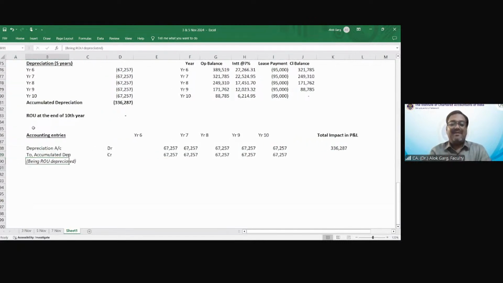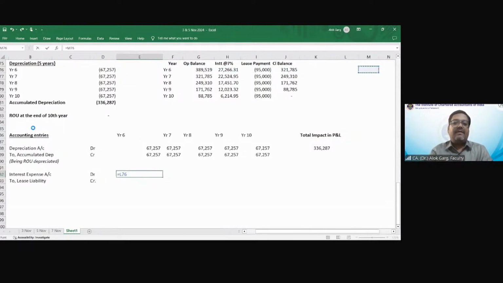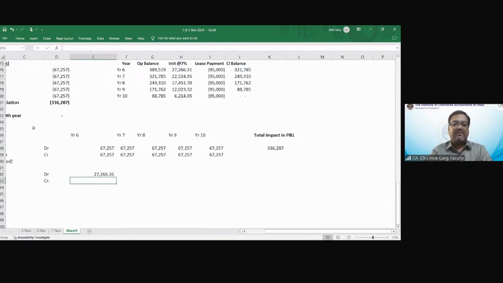ओके, स्मार्ट स्टूडेंट. इंटरेस्ट, व्हाट इज द अकाउंटिंग एंट्री फॉर इंटरेस्ट? Interest expense debit to lease liability credit. Okay, what is my interest? ये मैंने अभी कैलकुलेट किया. I have calculated this interest 27,000.